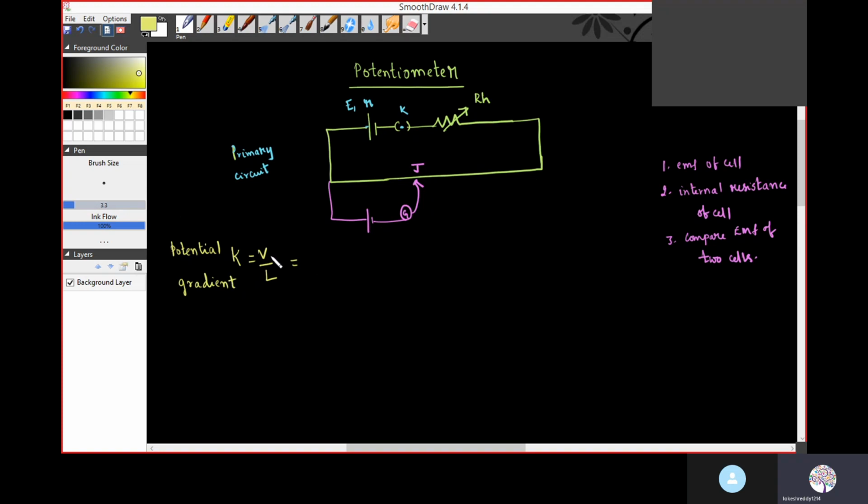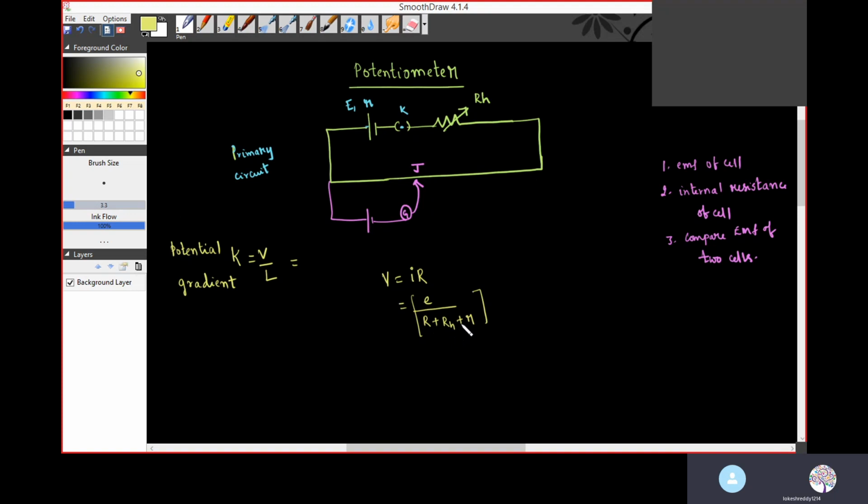Potential gradient is equal to volt per meter. Now here I will write the different forms of it. V can be written as V is equal to IR. Now I can be written as E by total resistance. Total resistance is R, the rheostat resistance RH, plus the internal resistance.